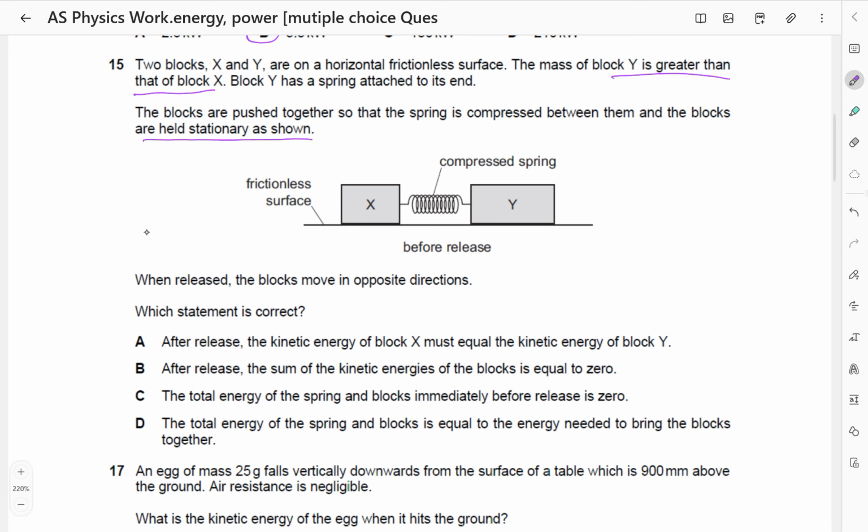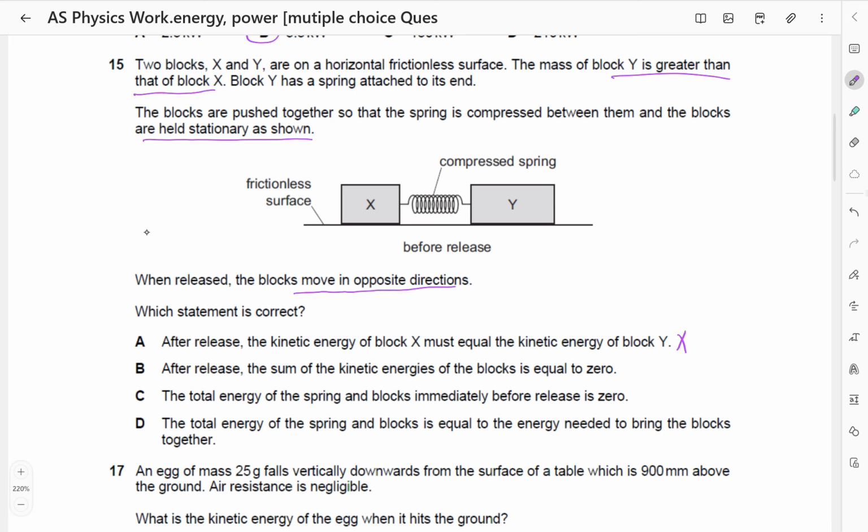When released, the blocks move in opposite directions. Which statement is correct? After release, the kinetic energy of block X must equal the kinetic energy of block Y. This is not true because they don't have the same mass, even though the blocks are attached to each other and pushed together so that the spring is compressed.